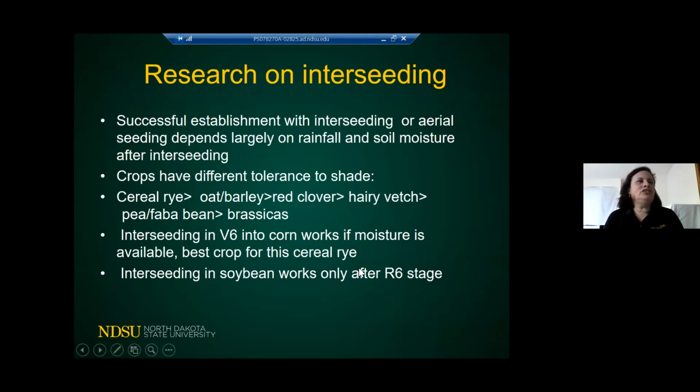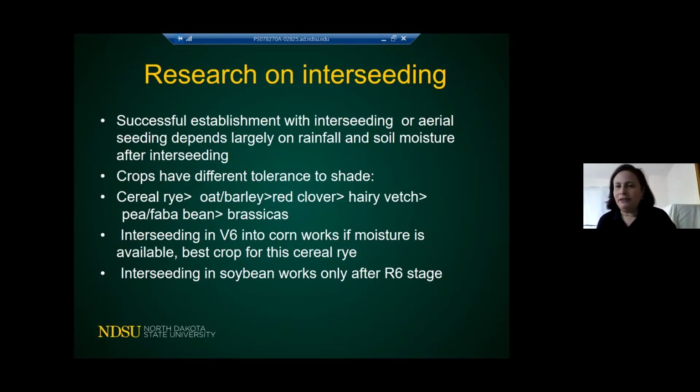So, all this research on interseeding, if we do a summary, the successful establishment with interseeding or aerial seeding really depends largely on rainfall. If you get a nice rainfall after you interseed or aerially seed, then you get a cover crop. If you don't get rain for 2 weeks, you don't get a cover crop and you waste your seed. Now, with the real interseeder, you have a better chance because you get soil-to-seed contact for getting established. But if you seed too early, then the shade can kill your cover crops.